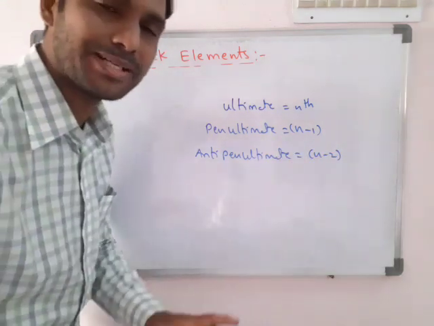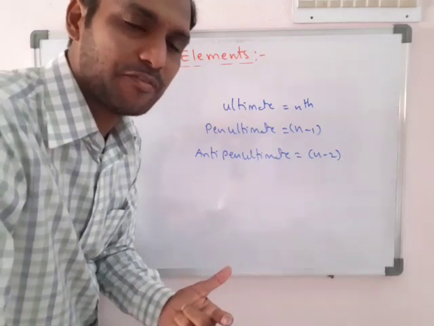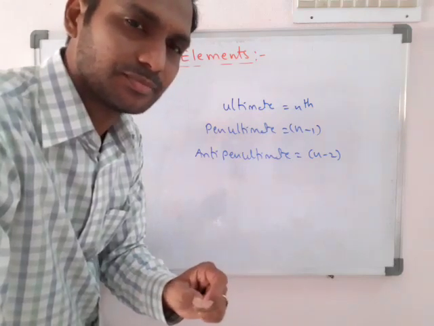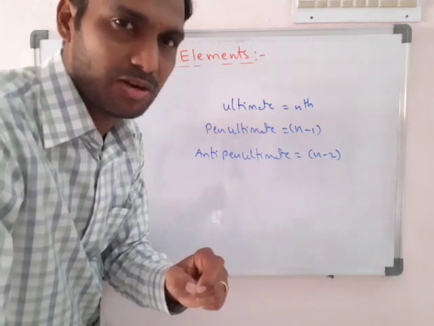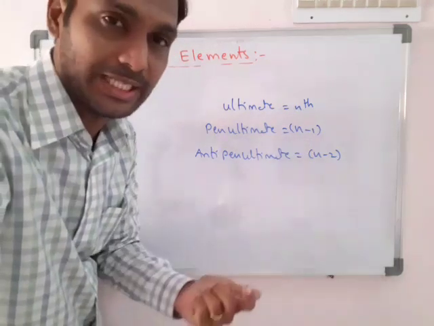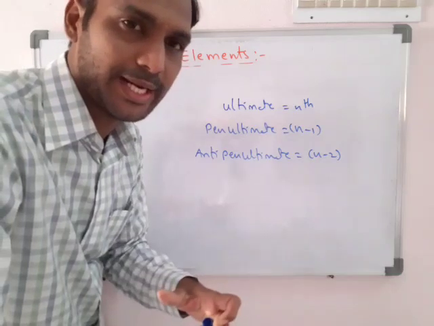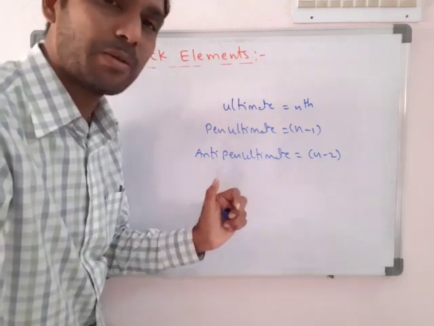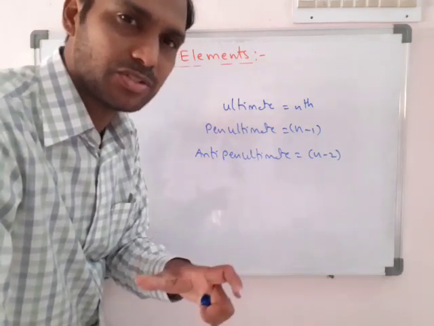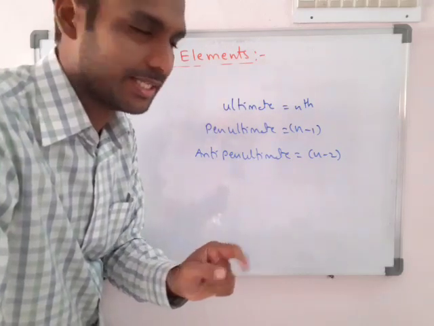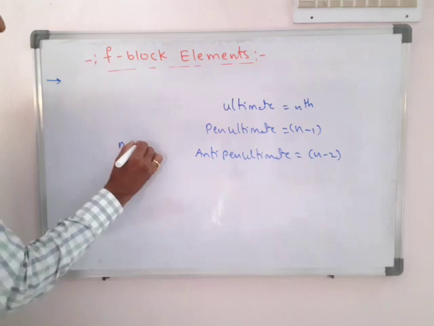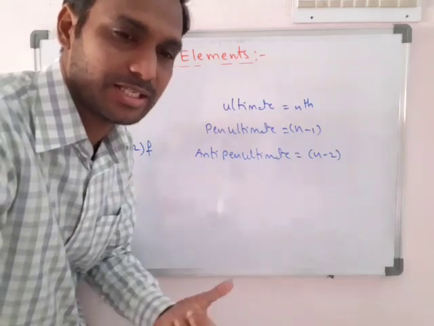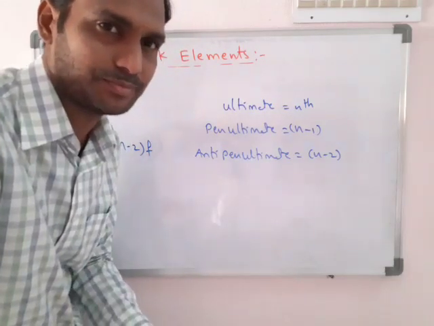Then last but one, the D block. If the differentiating electron is present in n minus 1 d, the last but one d subshell, it is called D block elements. Here in F block we say the elements in which the differentiating electron is present in n minus 2 f subshell, nothing but n minus 2 f orbitals, are treated as F block elements.